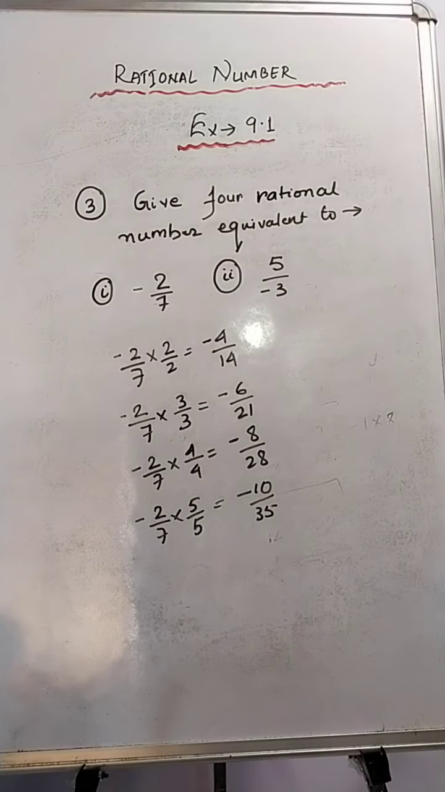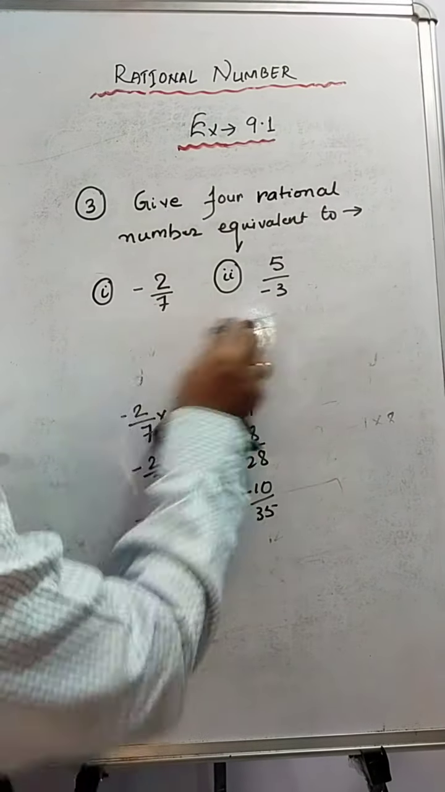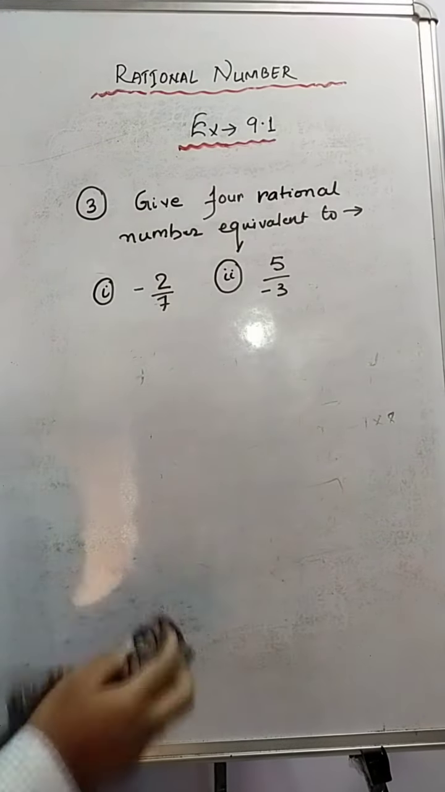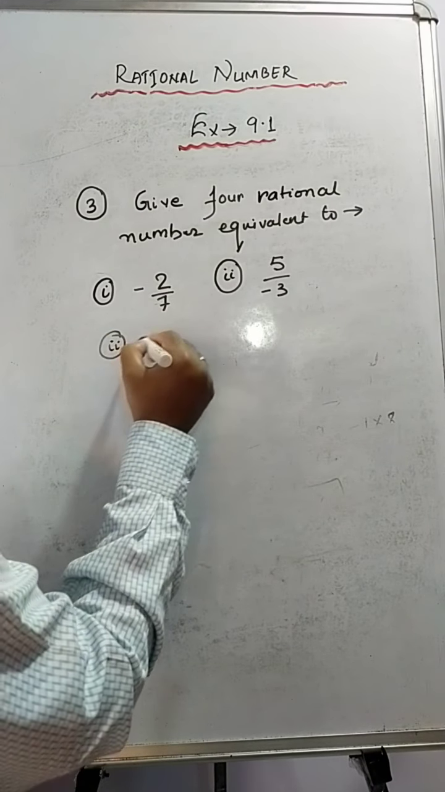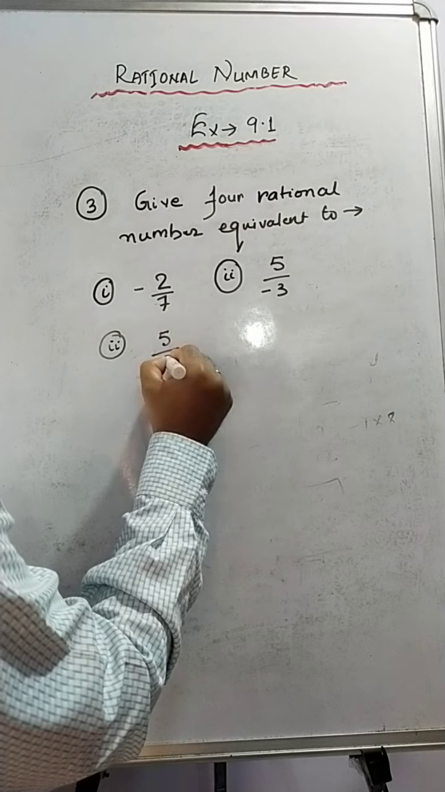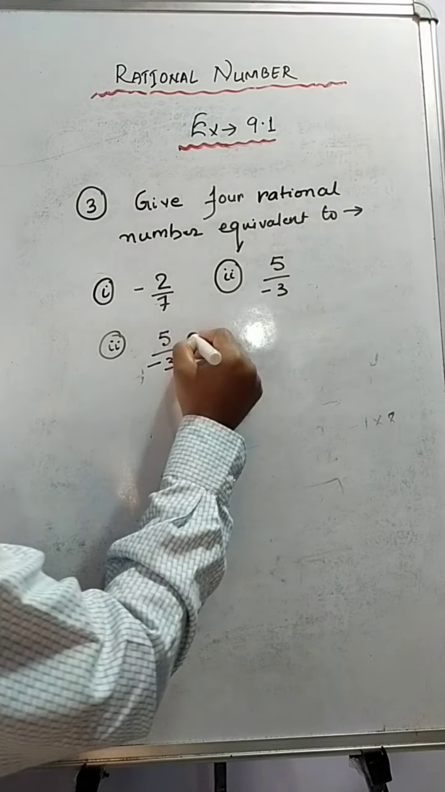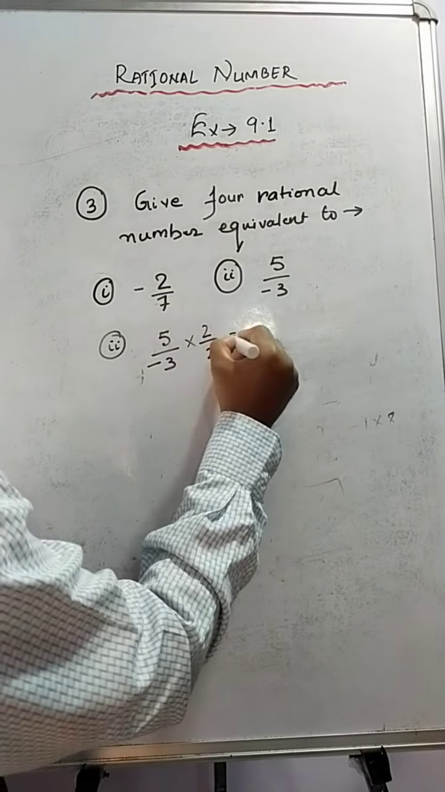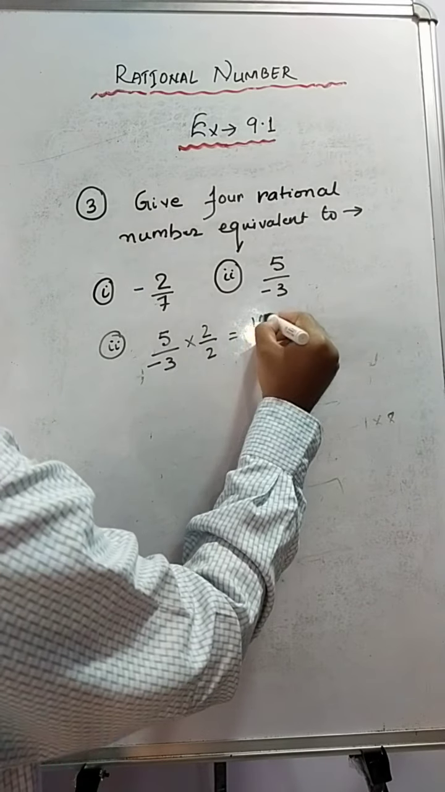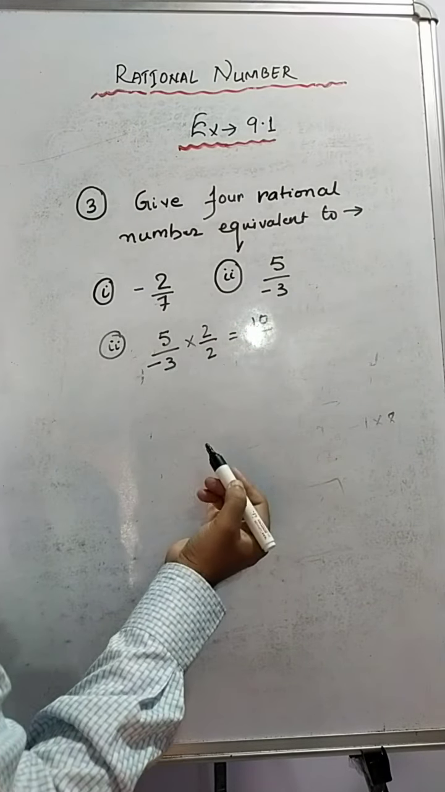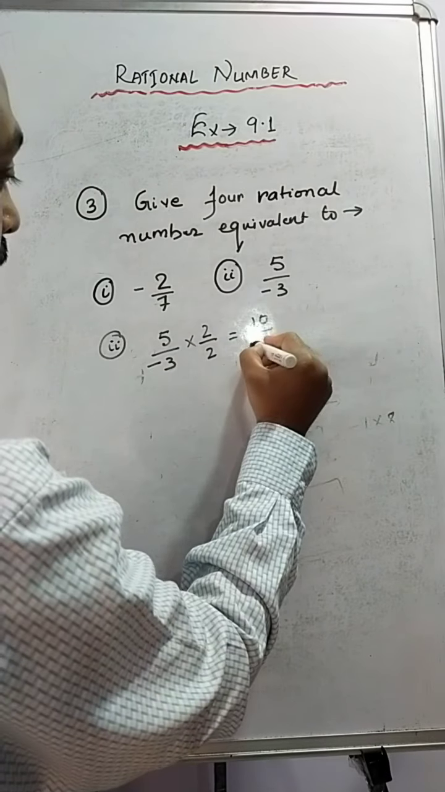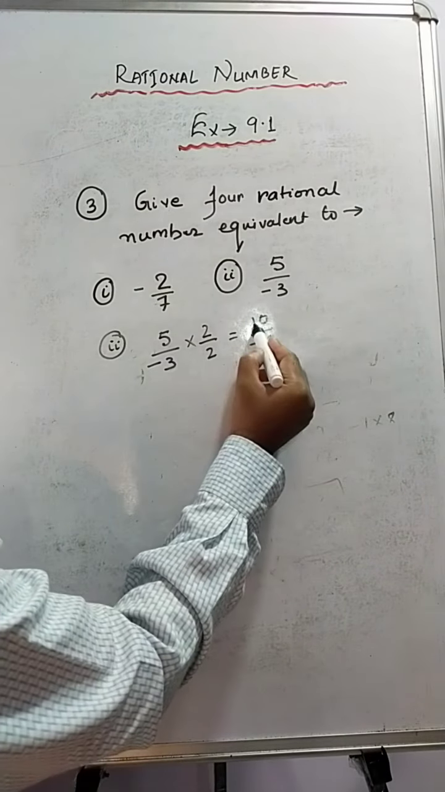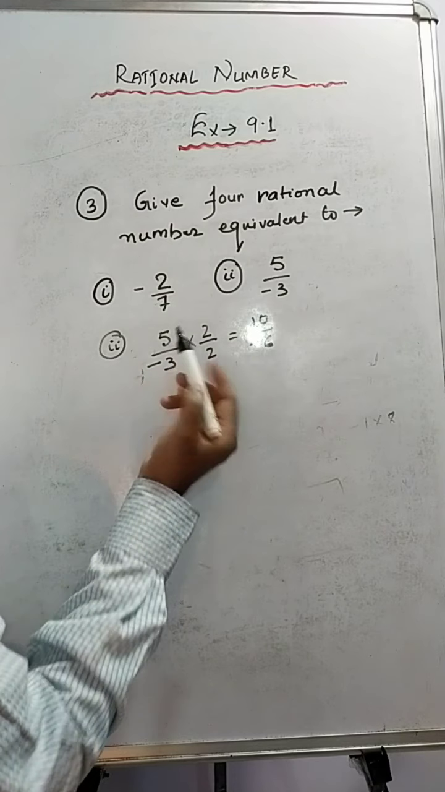Okay, so now let's do sum number 2. Same way we'll do it. Now in sum number 2 we have 5 by minus 3. Okay, so what we'll do, we'll multiply both the numerator and the denominator with 2. So we'll start with 2, then 3, then 4, then 5, depending on how many rational numbers they have asked. Okay, so minus 10 and minus 6. See, if you reduce this, you will again get minus 5 by 3 only.